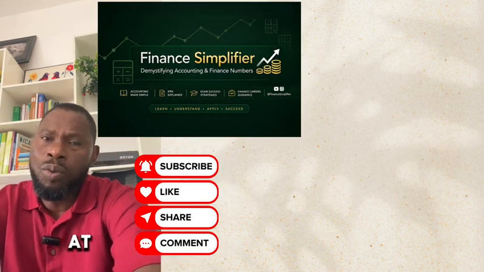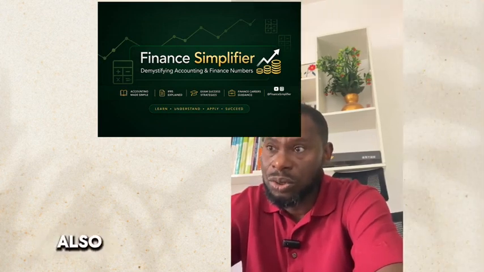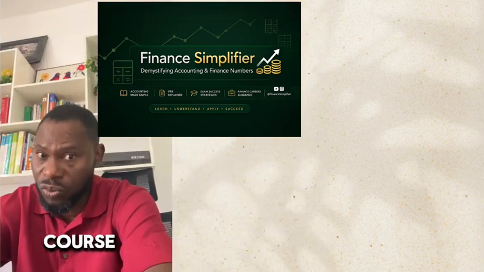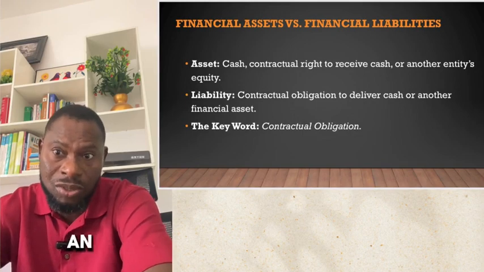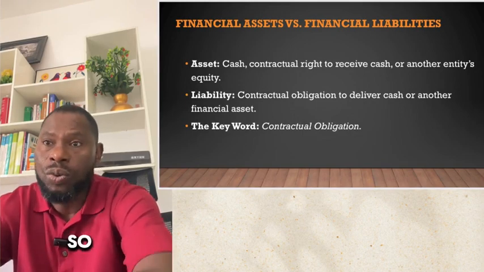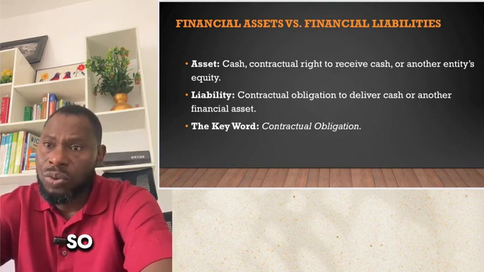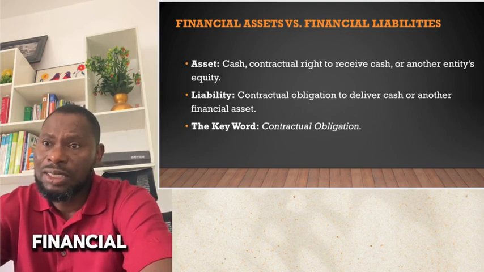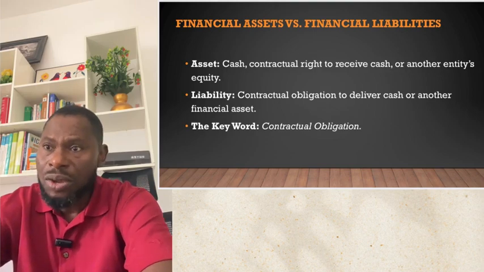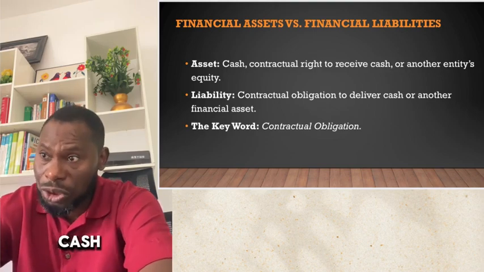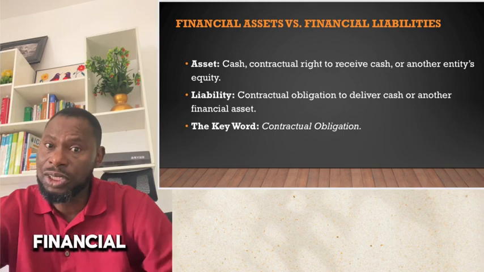Now, let's look at what financial assets are. Let's look at the meaning, and then let's also look at what financial liabilities are. And of course, we all know equity. We already know equity. Ordinary shares. Is it an ordinary share capital? That's equity. So now we say assets. So when we say financial asset, it is cash, a contractual right to receive cash, or another entity's equity. So this is what a financial asset is.